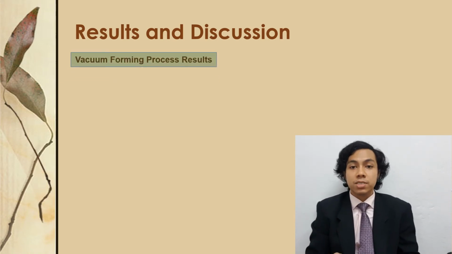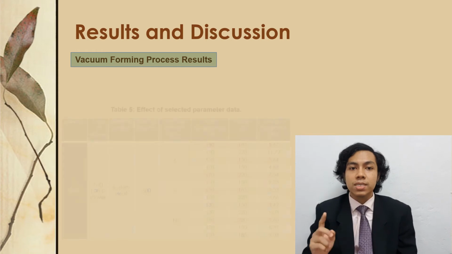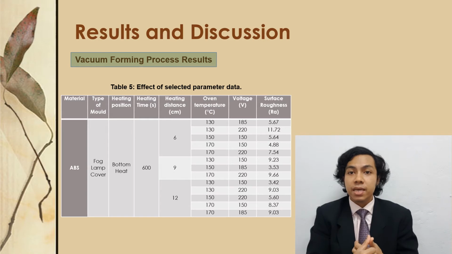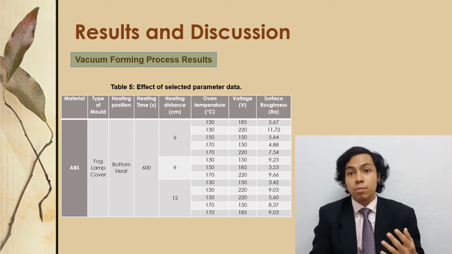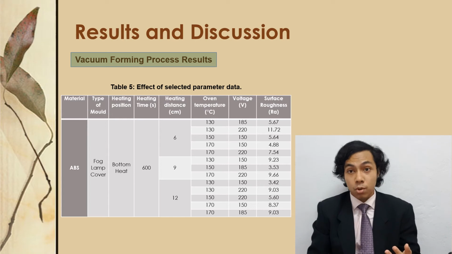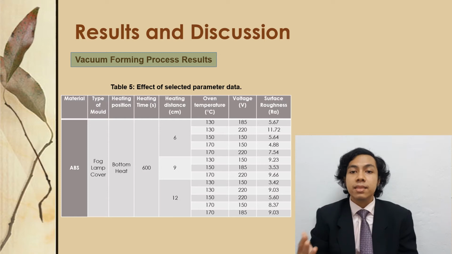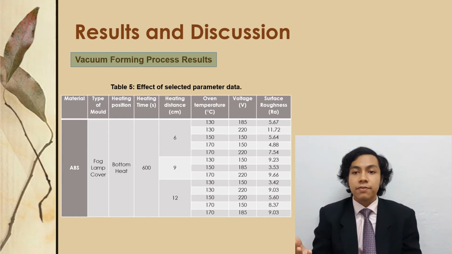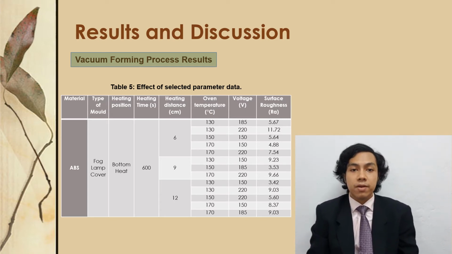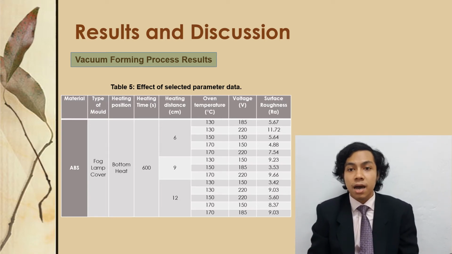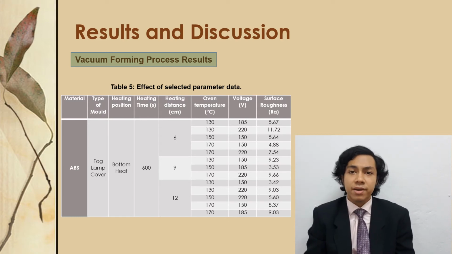During this vacuum forming process, the constant parameters that were set throughout the experiment are the thickness of the 5mm ABS sheet, the type of mold used, which is the fog lamp cover mold, the source of heating element, which we use the bottom end, and the heating time, which is 600 seconds, equivalent to 10 minutes. Table 5 shows the effect of selected parameters on the surface roughness from the experiment, and based on Table 5, it shows the values of surface roughness are inconsistent when using different parameter settings.